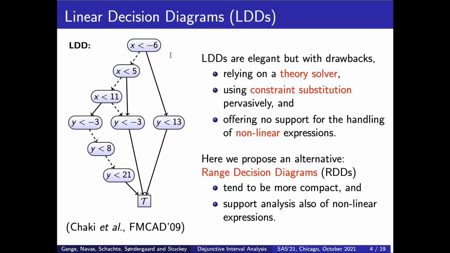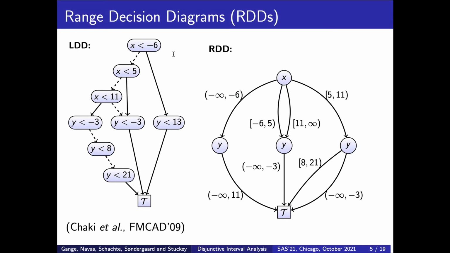And so this has led us to explore a different data structure for the problem of disjunctive interval analysis. So we're proposing RDDs, or range decision diagrams. They tend to be more compact, and importantly, they, in a straightforward way, support the analysis also of nonlinear expressions. And this shows you an RDD for the same boxes element as on the left. It's a continuation of the diagram from the previous slide also, where there was a disjunction of conjunctions of bounds constraints.